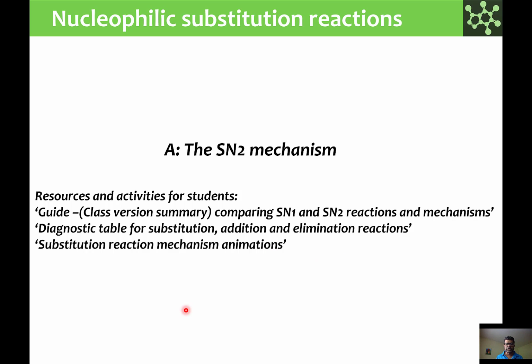Substitution reaction mechanism animations. Yes, there are a few hyperlinks that I will put, one or two nice mechanism animations that you can watch, so that rather than spending 15 minutes, you can see it in 3 minutes, right?